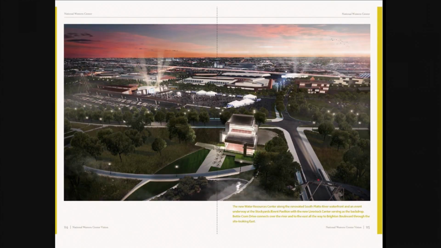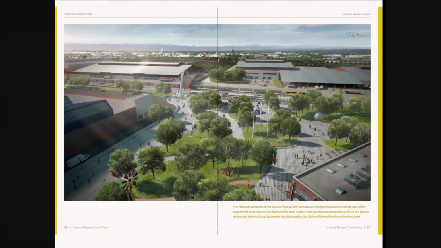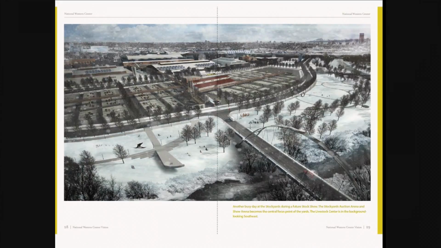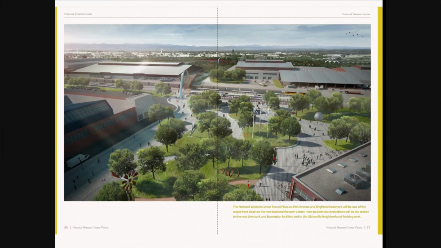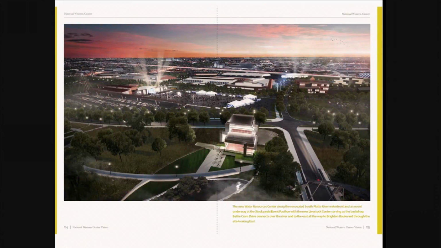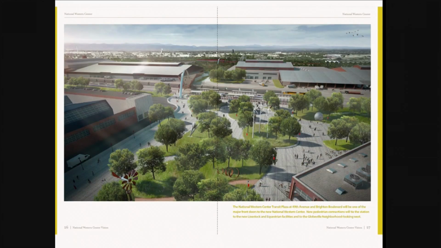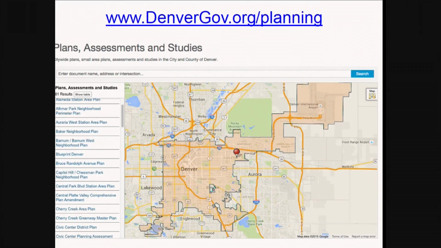Here you have something that's slightly off on its own, and in the winter, while it might be used for livestock pens for the stock show, in the summer it could be an event venue, making more use of our land that way. This illustrates connections going east and west. You'll see those little arches or bridges.